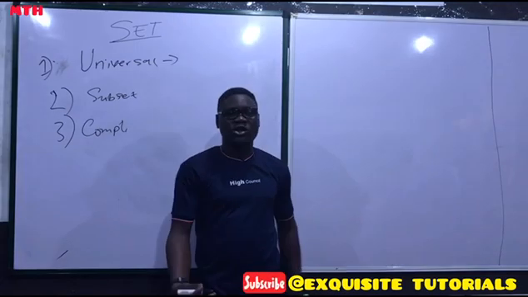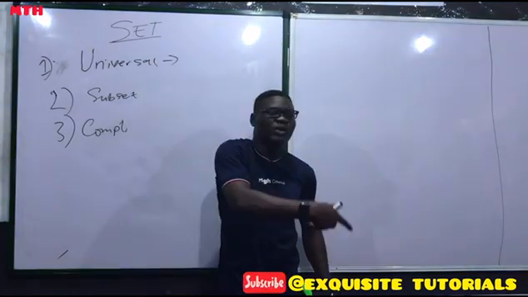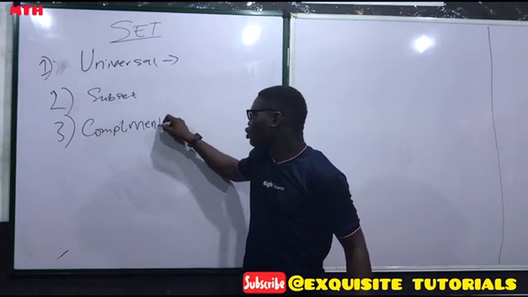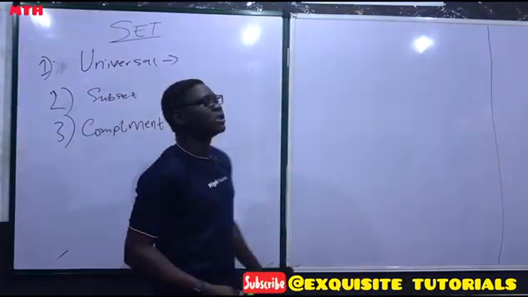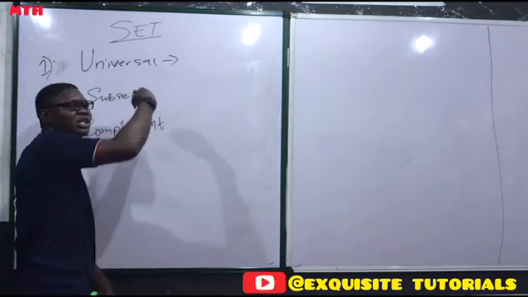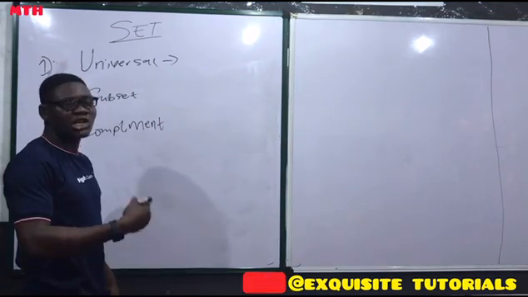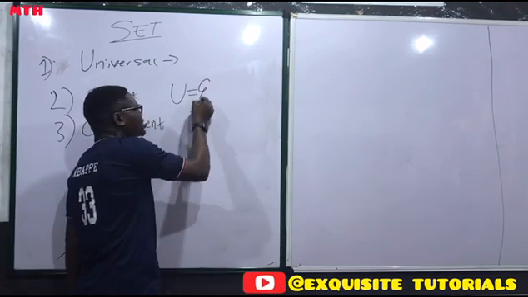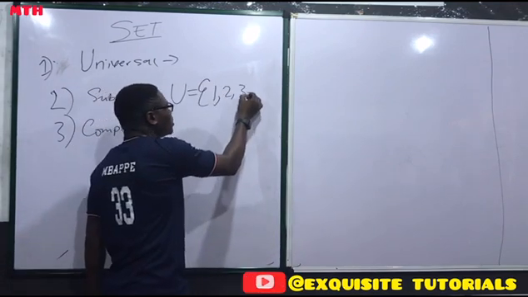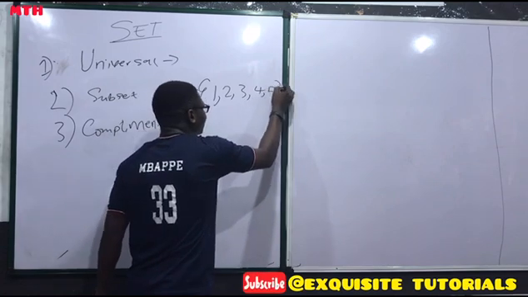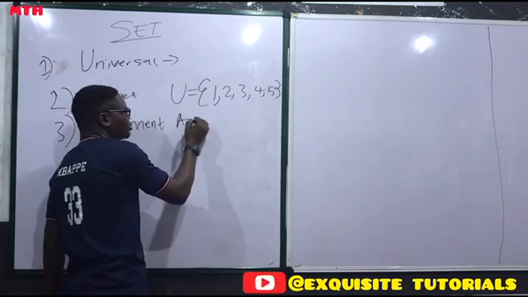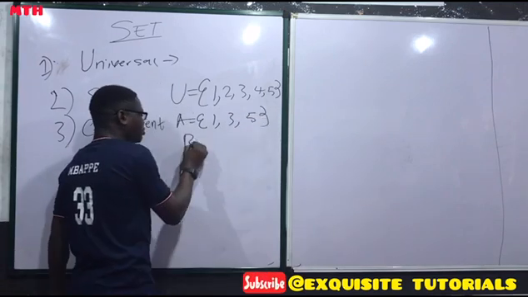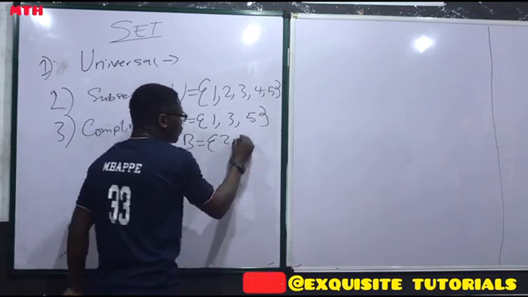So nobody will ever ask you about complement sets if there is no universal set. Complement set is with respect to the universal set. Now let's say we have a universal set. The universal set is usually denoted as U. That's the symbol they use to represent the universal set. Let's say the universal set is 1, 2, 3, 4, 5. And let's say A is 1, 3, 5, and B is 2, 4.